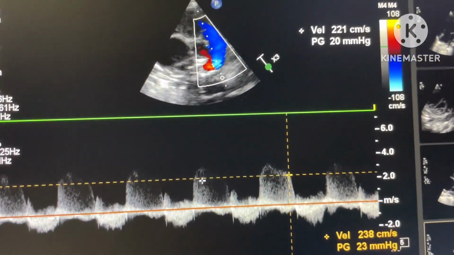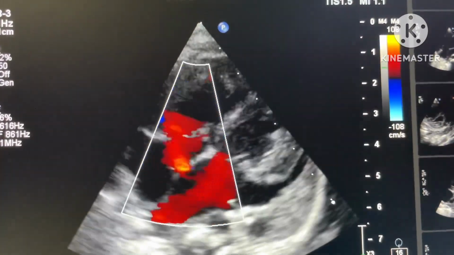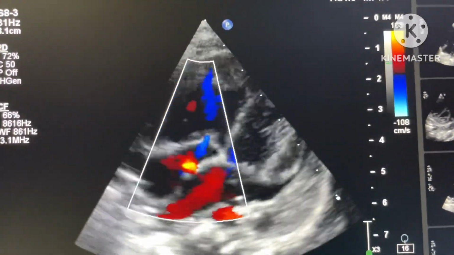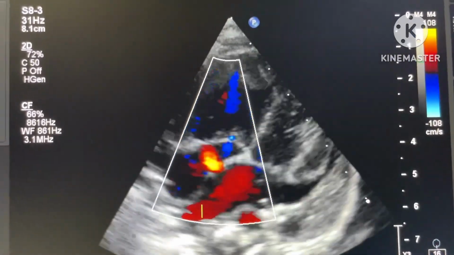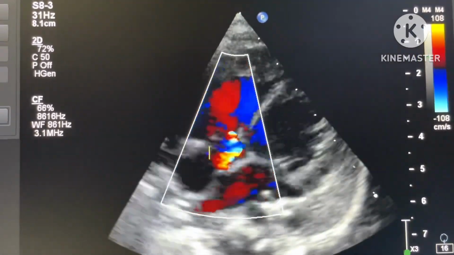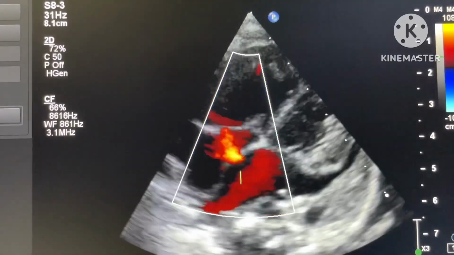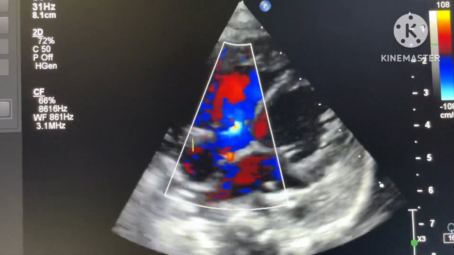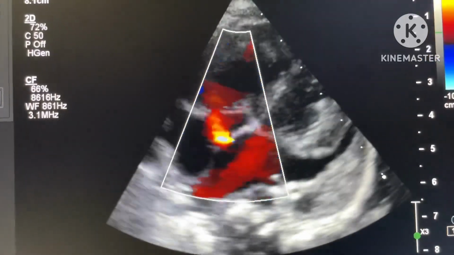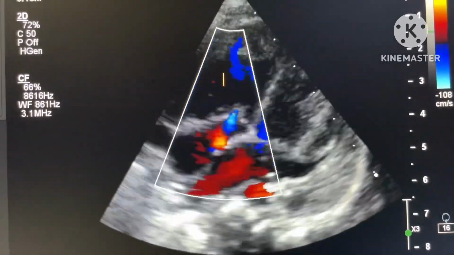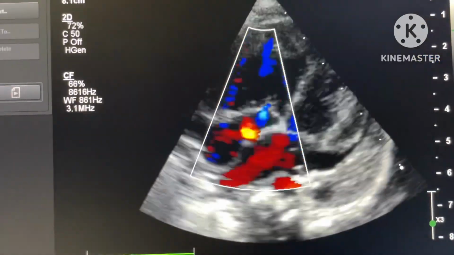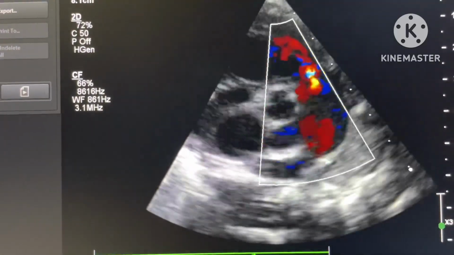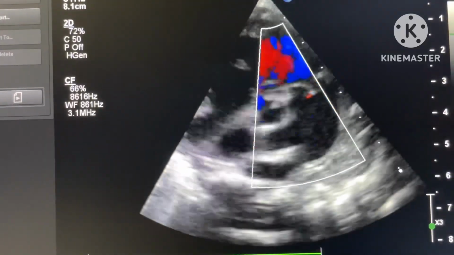Next image. This you can see the patent foramen ovale. This is left atrium. This is flow through pulmonary vein into left atrium. This is patent foramen ovale. So left atrium, right atrium, and this is PFO. This is right ventricle dilated. Again, you can see this pulmonary regurgitation jet.